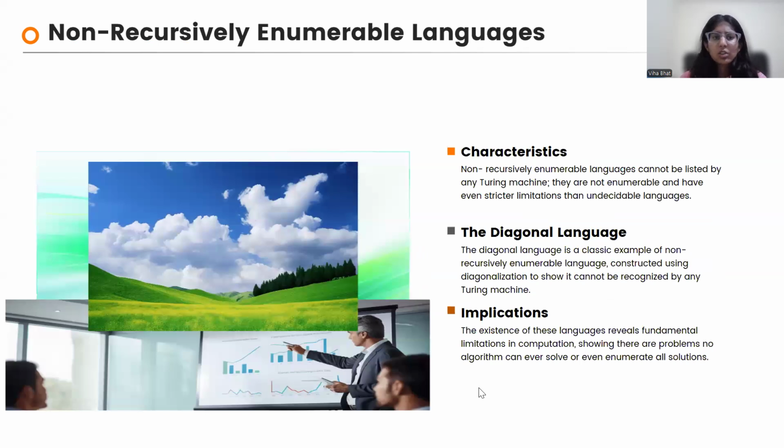Next, we are going to see what non-recursively enumerable languages are. Non-recursively enumerable languages cannot be listed by any Turing machine. They are not enumerable and have even stricter limitations than undecidable languages. The diagonal language is a classic example of a non-recursively enumerable language, constructed using diagonalization to show it cannot be recognized by any Turing machine.